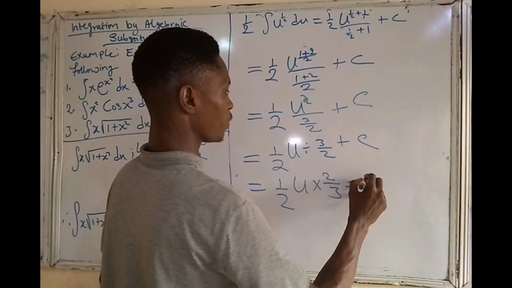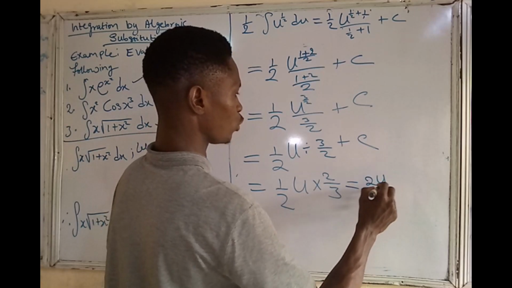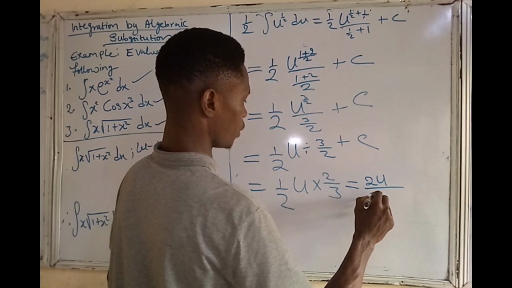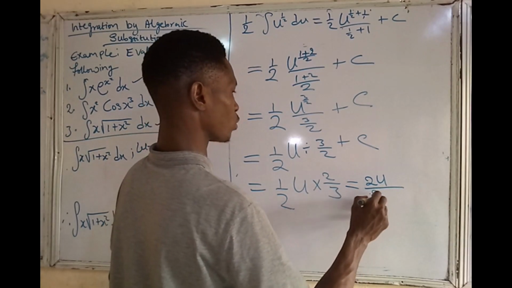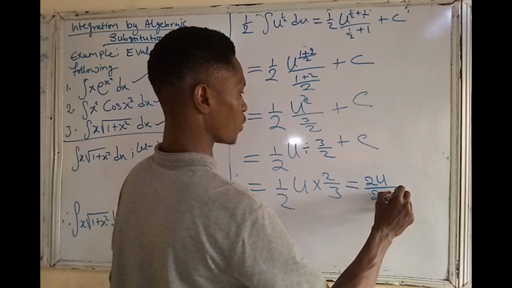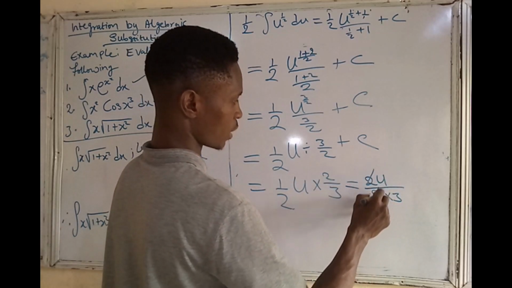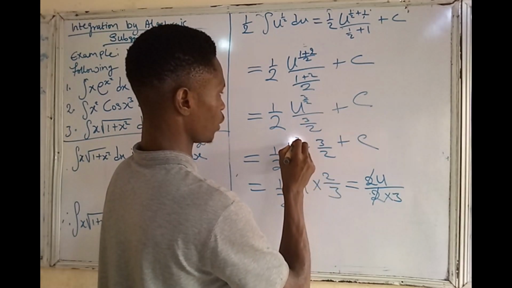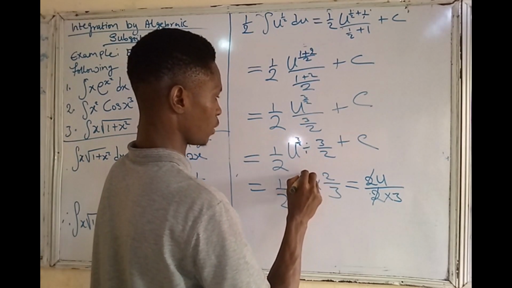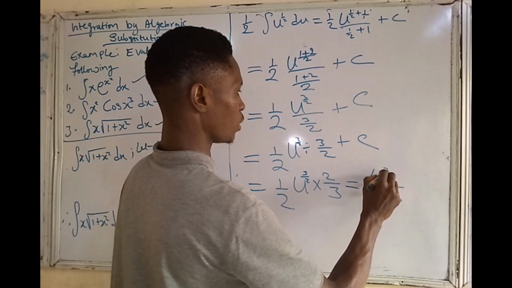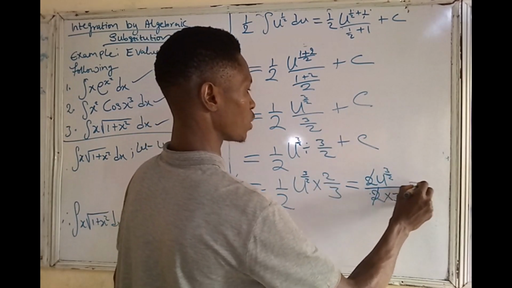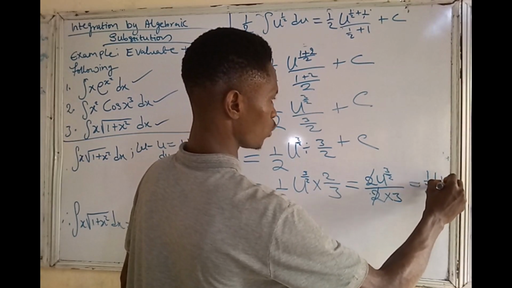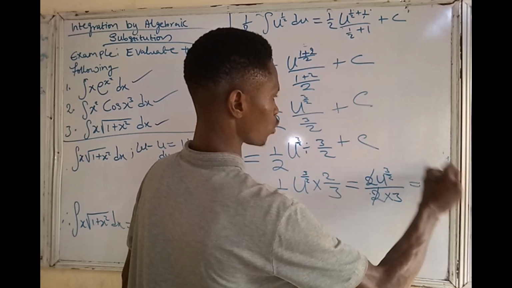Okay, let's write it. Since this is multiplying, this can multiply the numerator. So we are going to have 2u over 2 times 3, so these 2 cancel these 2. The power of u here should be 3 over 2, sorry about that. So this will give us 1 over 3 u power 3 over 2.